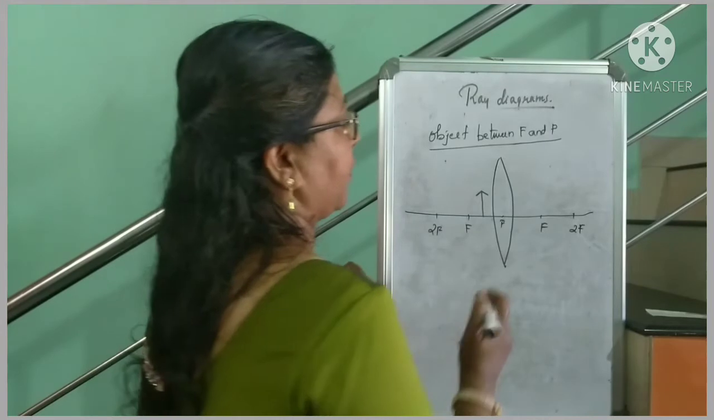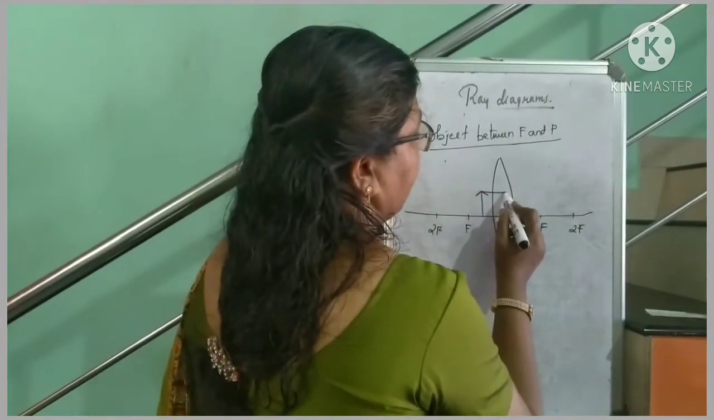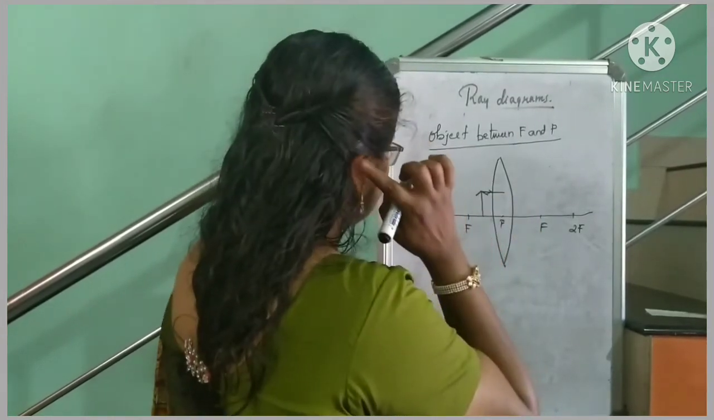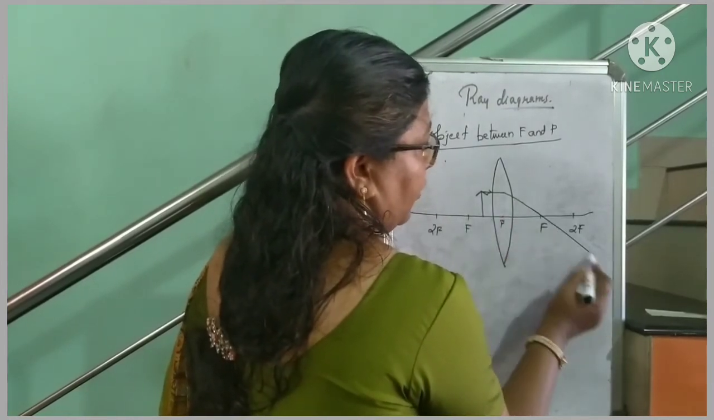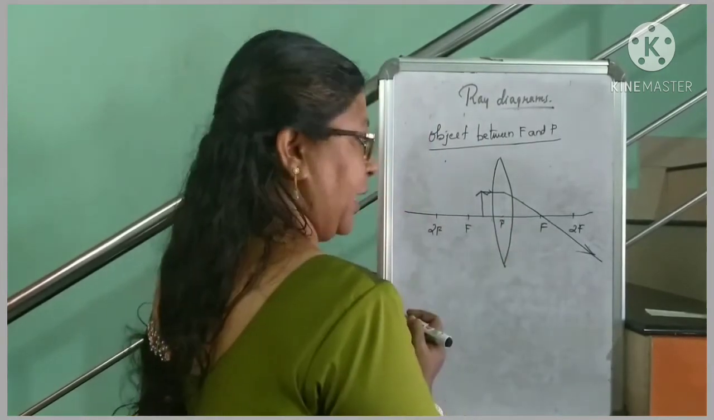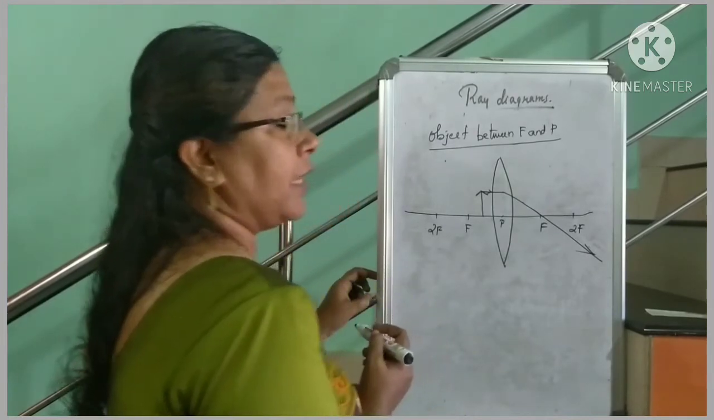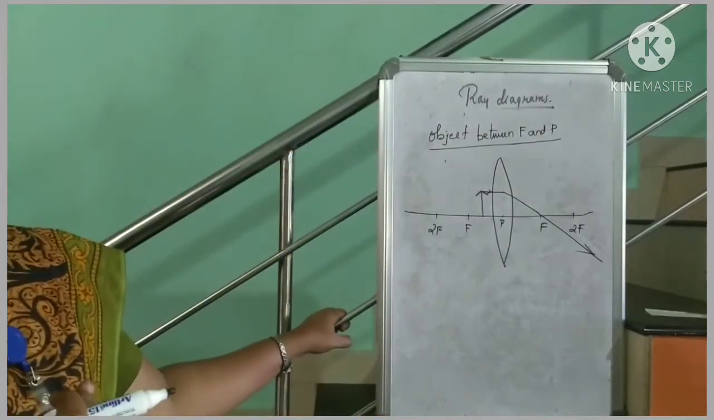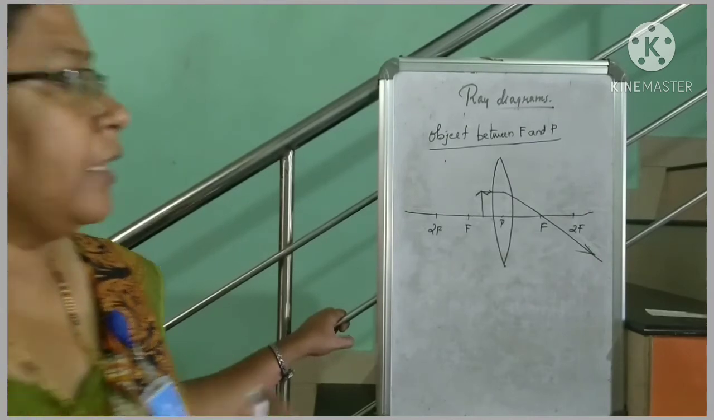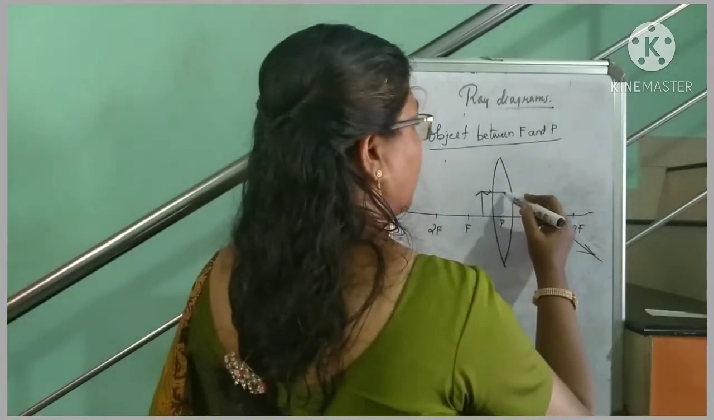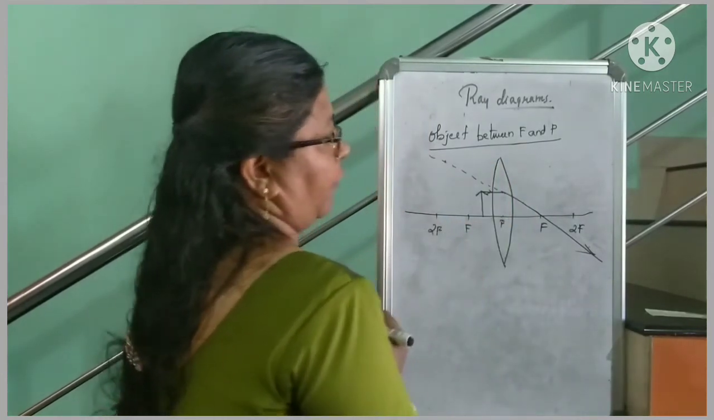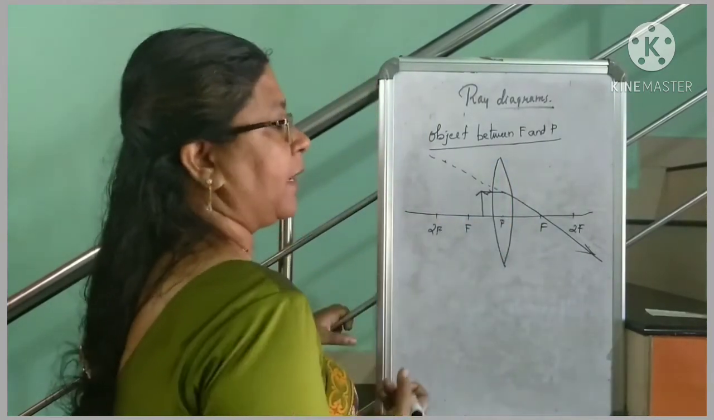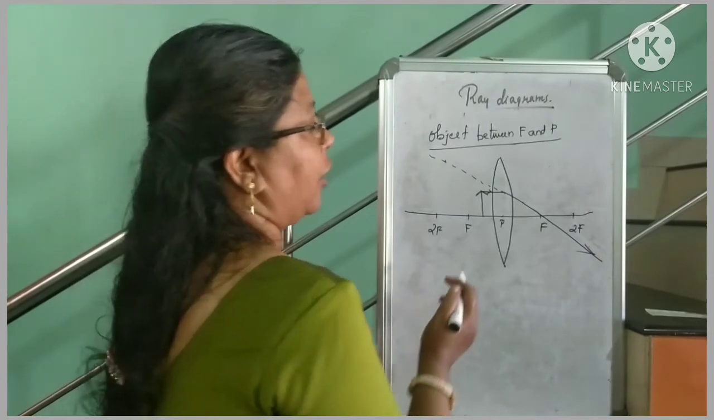first one, a ray of light passing parallel to the principal axis. After refraction, it passes through the principal focus. But here what happens is, the ray of light seems to come back. That is why we have given a dotted line.